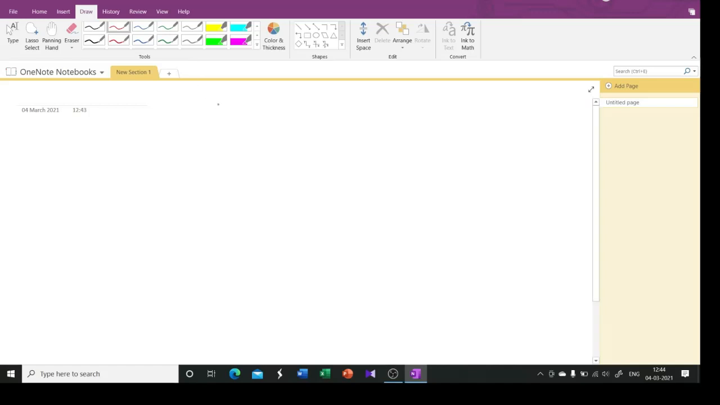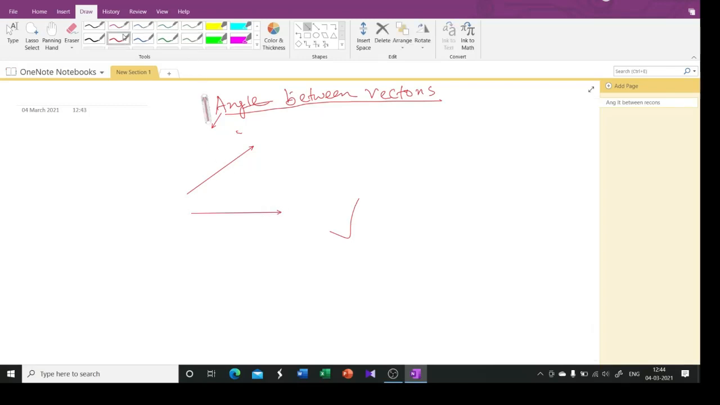Okay, so let's start with angle between vectors. Okay, so suppose we take two vectors. Suppose this is one vector and this is another vector. Okay, so let this be vector A and this be vector B.